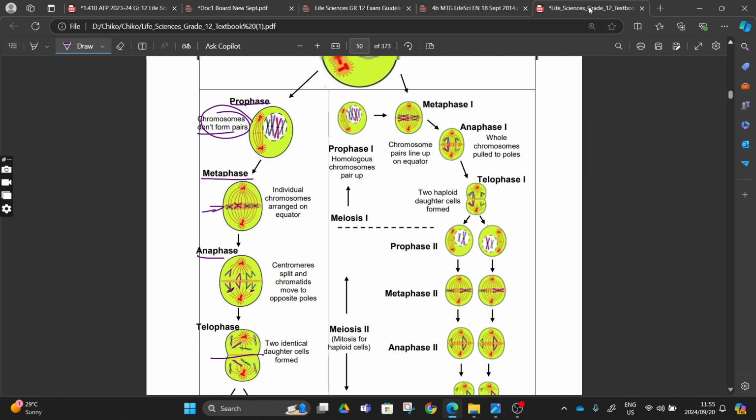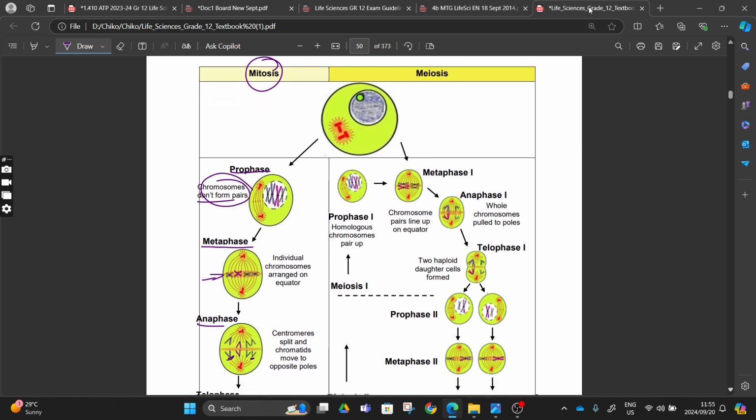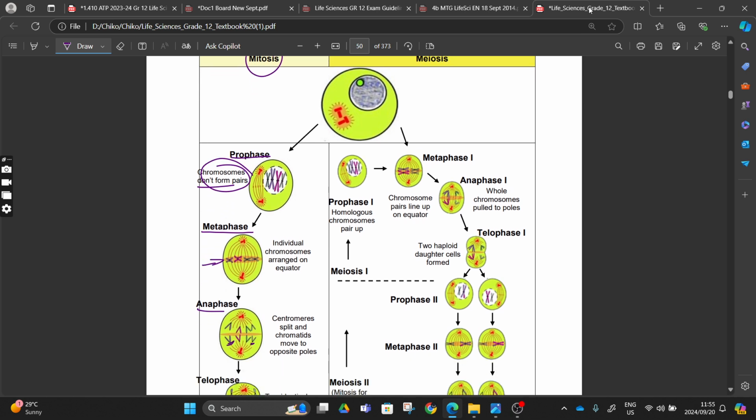And then from there we move to meiosis. In meiosis it is different, with two cycles in which the cell is divided, meiosis 1 and meiosis 2.